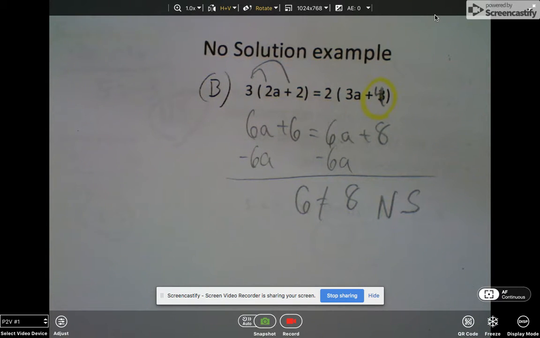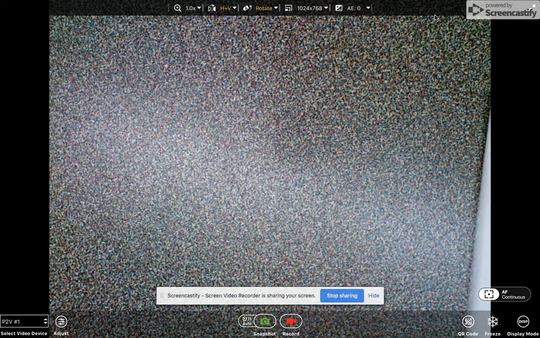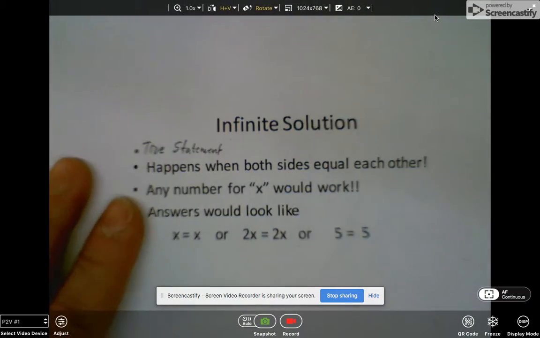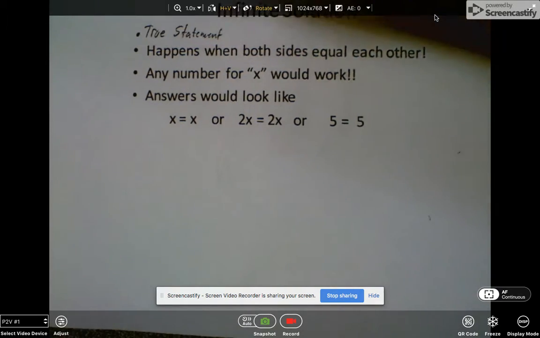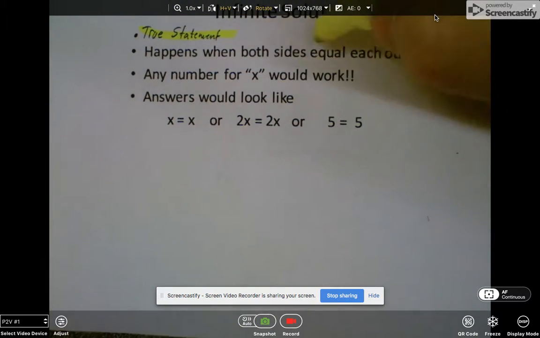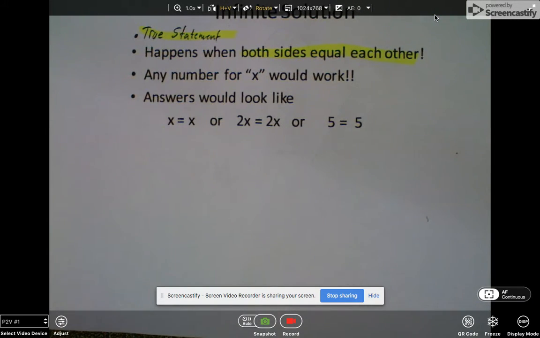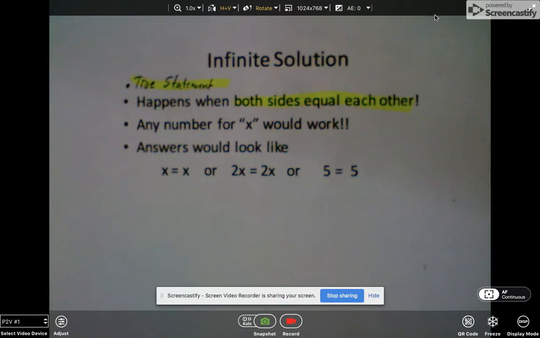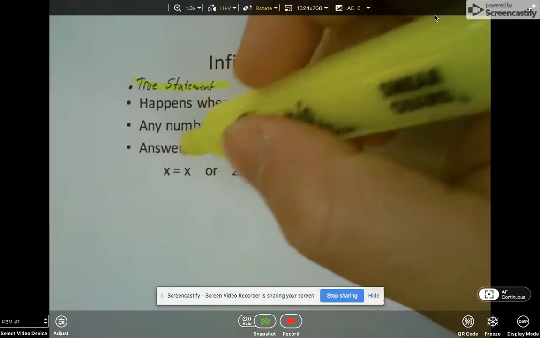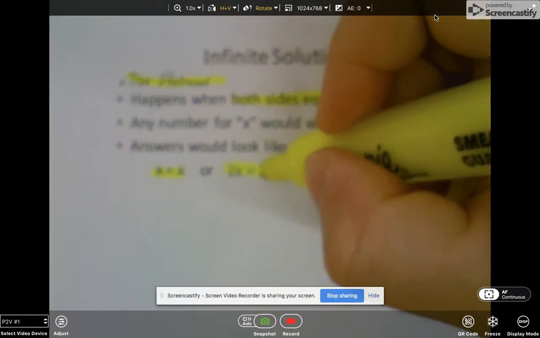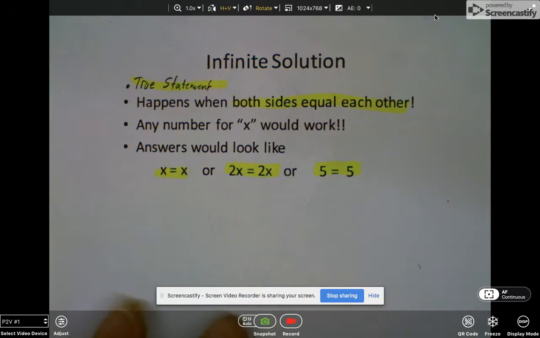All right, so let's take a look at some examples of what infinite solutions look like. So infinite solutions basically have, at the end, a true statement. Your true statement happens when both sides equal each other. Any number for x would basically be a solution. So you could choose 5, it would work. You could choose 555, and it would still work. Your answers at the end will be like x equals x, 2x equals 2x, or just a constant 5 equals another constant 5. So let's do example C together.